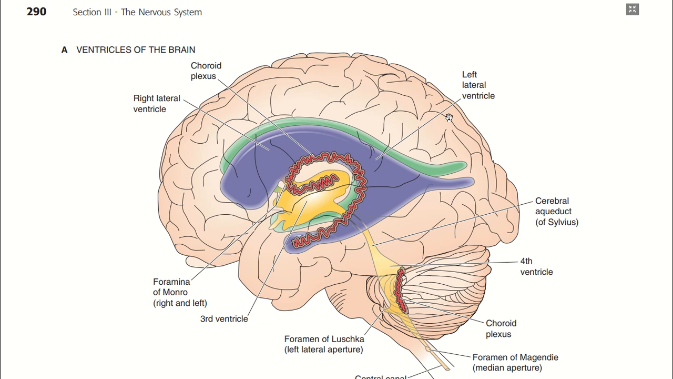So today we're going to talk about the cerebrospinal fluid, the famous CSF. Now, let's get into it.